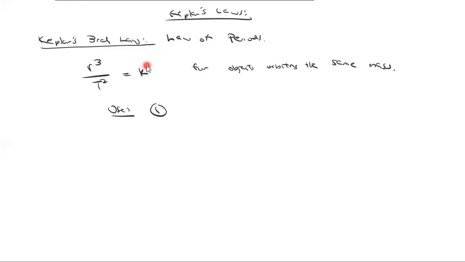One is to use r1 cubed over t1 squared equals r2 cubed over t2 squared. So basically we're saying, compare two different objects. One is, for example, Earth, which is going around the sun. One is, for example, Mars, which is also going around the sun. Compare their radii, compare their times, and as long as you know 3 out of these 4 things, you can work out the 4th.